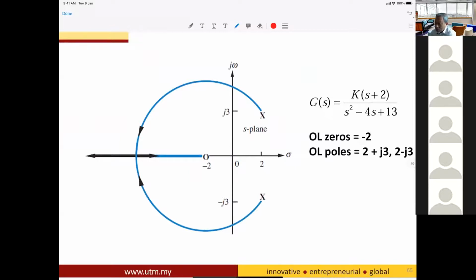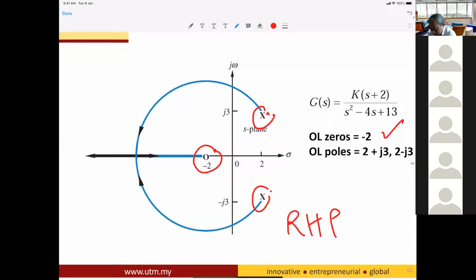The open loop zero is at minus 2. The open loop poles are 2 plus j3 and 2 minus j3, so the poles are located in the right half plane. Then the zero is at minus 2.